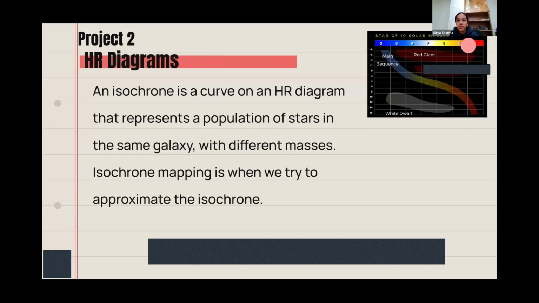Our project number 2 is HR diagrams. An isochrone is a curve on an HR diagram that represents a population of stars in the same galaxy but with differing masses. Isochrone mapping is a method that matches the colors, or surface temperature, and sizes of stars in a known galaxy to estimate that galaxy's age. Isochrone mapping is basically when we try to approximate that isochrone.